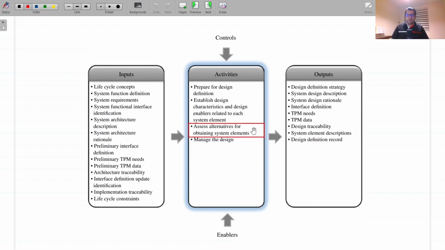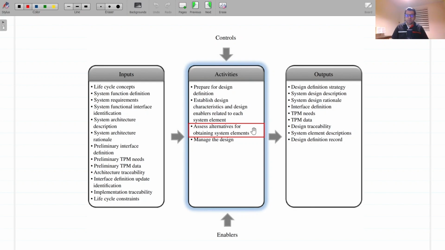Assess alternatives for obtaining system elements. Identify existing implemented elements. This includes COTS, reused, or other non-developed system elements. Alternatives for new system elements to be developed may be studied. Assess options for the system element, including the COTS system elements, the reused system elements, and the new system elements to be developed, using selection criteria that is derived from the design characteristics.